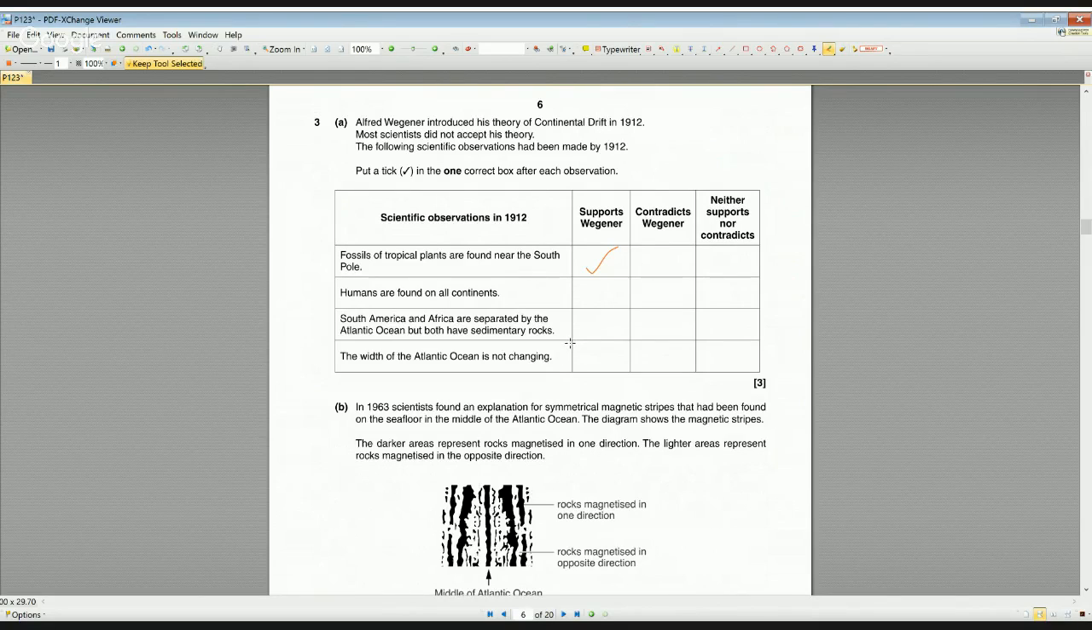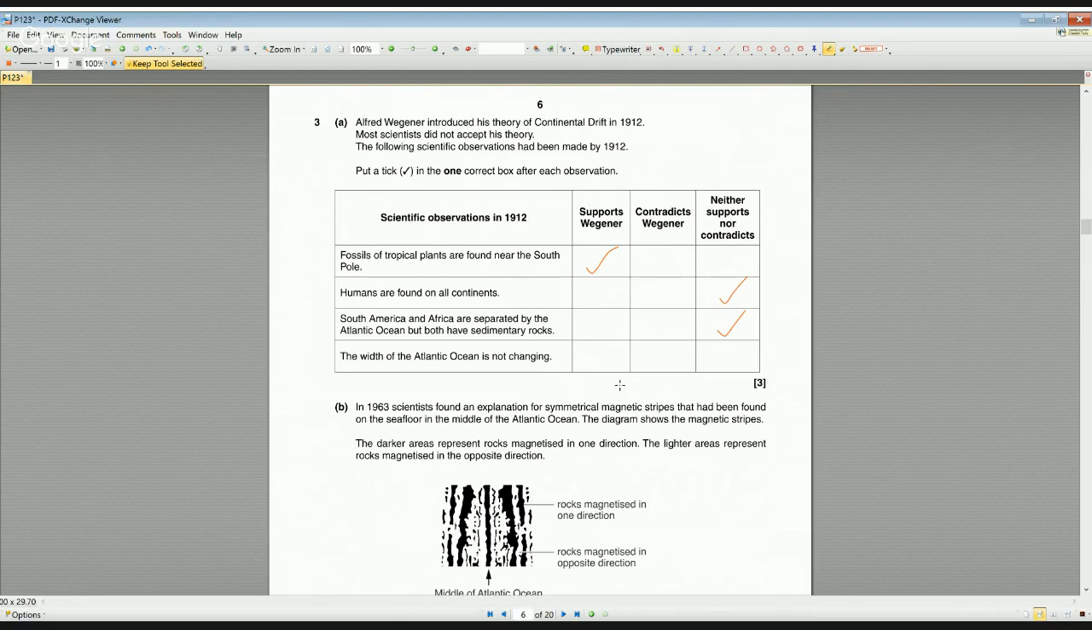Humans are found on all continents. Well, that's not necessarily true. Humans can cross oceans, so it doesn't contradict Wegener. It doesn't support Wegener. So we can take the third column here to say that it doesn't contribute. South America and Africa are separated by the Atlantic Ocean, but both have sedimentary rocks. Well, sedimentary rocks are just formed by sediments being compressed. There's no reason why they necessarily have formed at the same place. So again, that doesn't support or contradict.